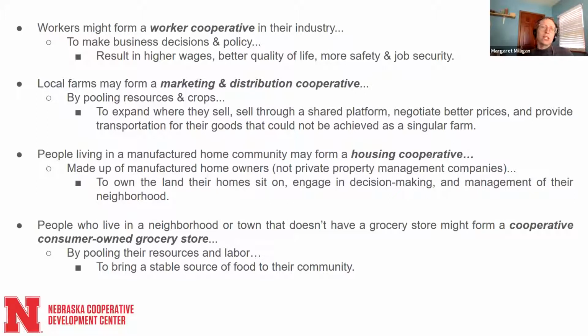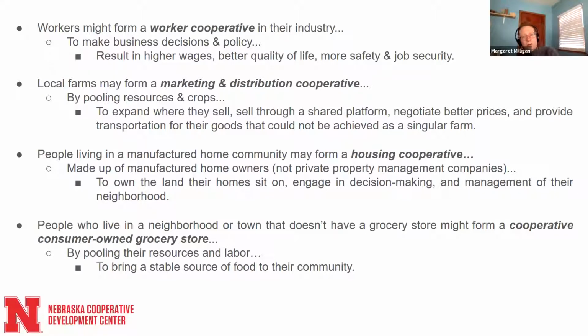So I'm just going to give some more examples of why a cooperative might form, and we'll go from there. Workers might form a worker cooperative to make business decisions and set policy that results in higher wages, better quality of life, more safety and job security. Local farms could form a marketing and distribution cooperative where they would pool resources and perhaps even their crops in order to expand where they sell, and achieve things that really couldn't be achieved by a singular farm.